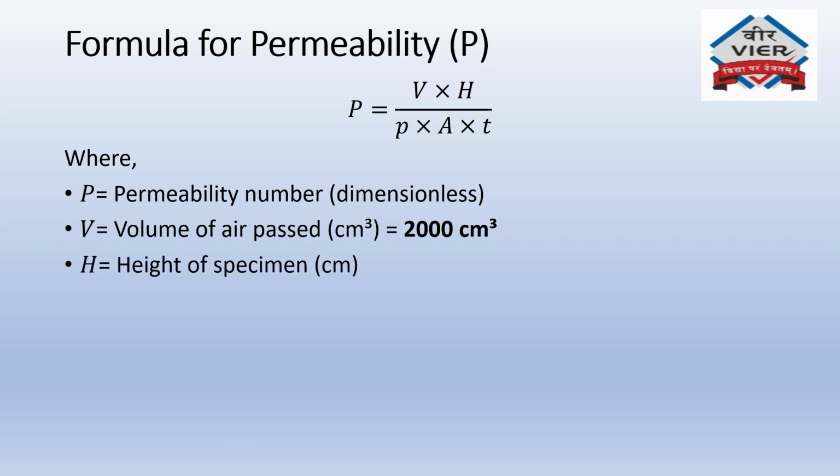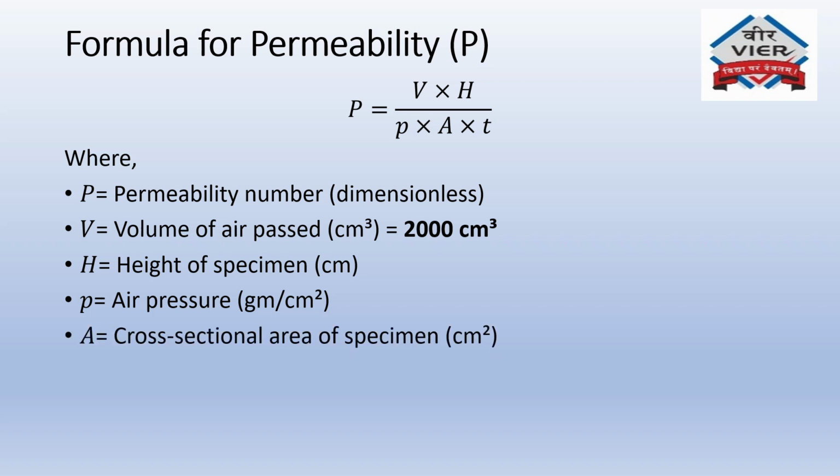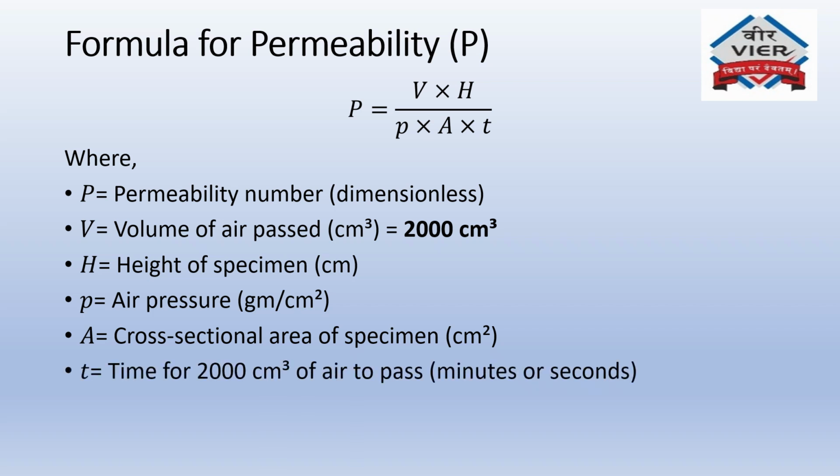Then H is the height of the specimen in centimeters. p is the air pressure in grams per square centimeter. A is the cross-sectional area of the specimen in square centimeters. And T is the time for 2000 cm³ of air to pass. We can record it either in minutes or seconds.